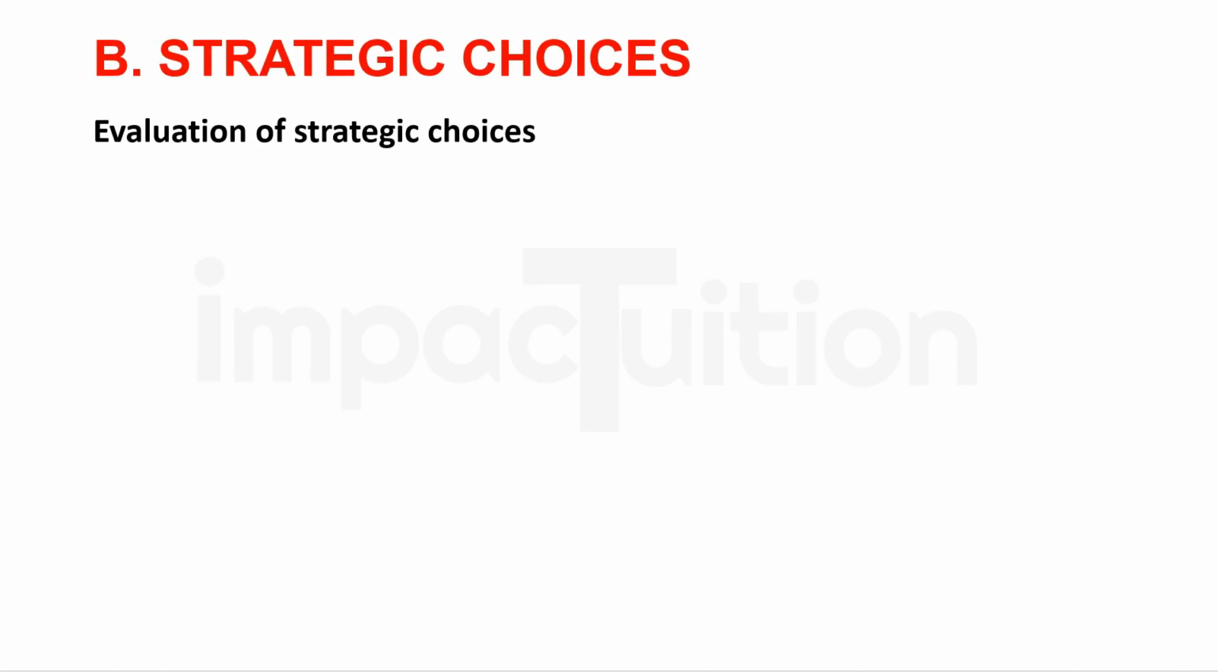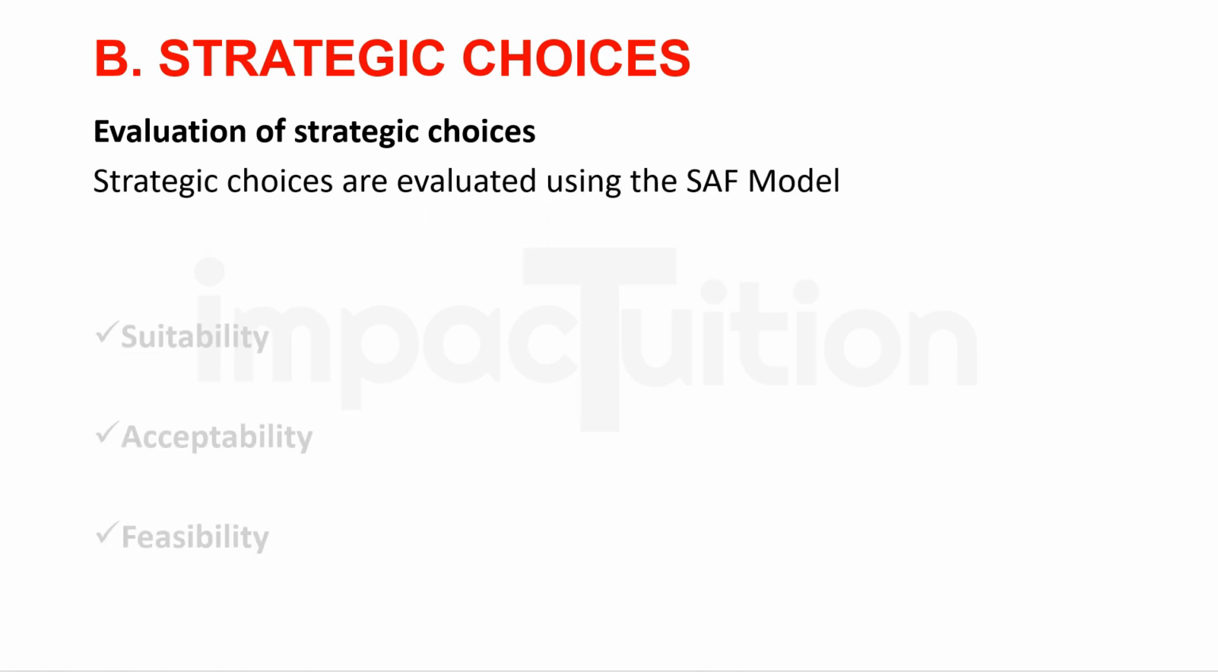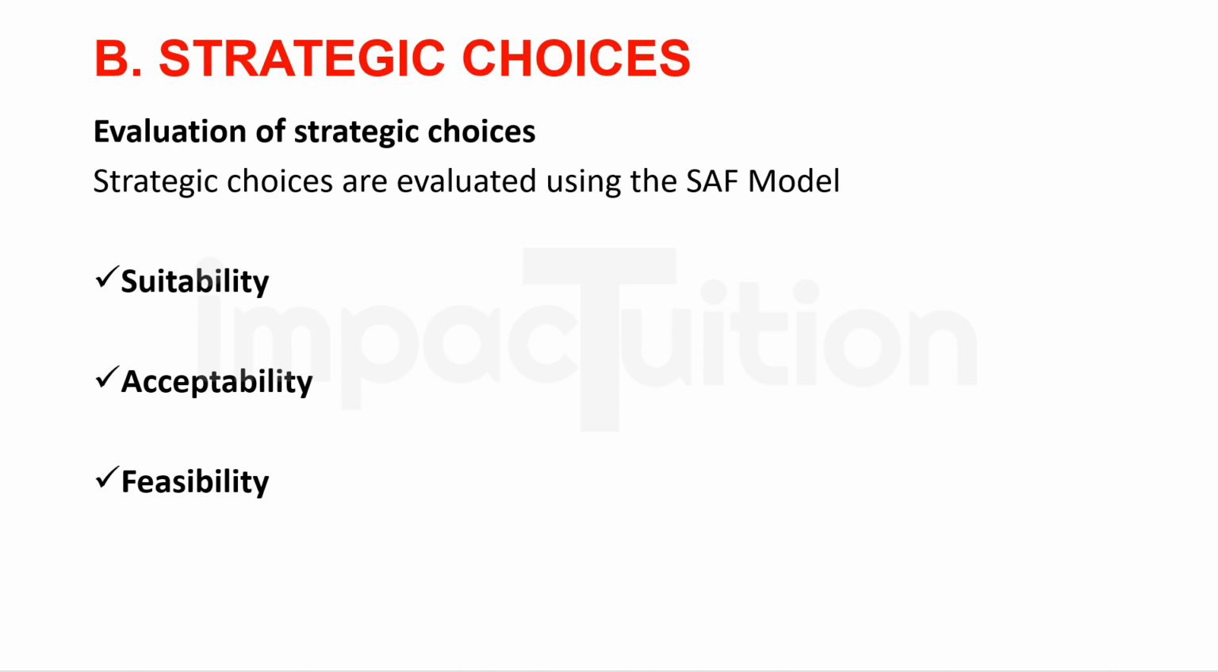When we have chosen our strategies, we have to evaluate the strategies to see if they are working. And in doing that, we will use the SAF model to evaluate the strategies we have chosen. The SAF model is an acronym for suitability, acceptability, and feasibility. We will apply the SAF model to evaluate the strategies we have chosen to see if they are working or not.